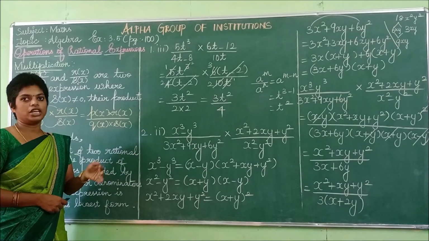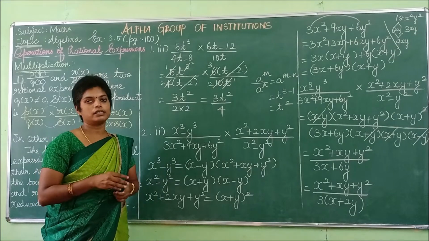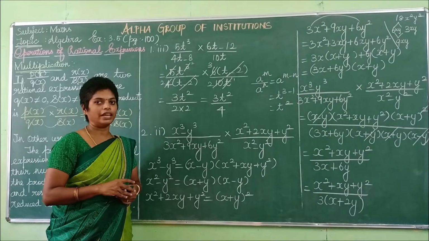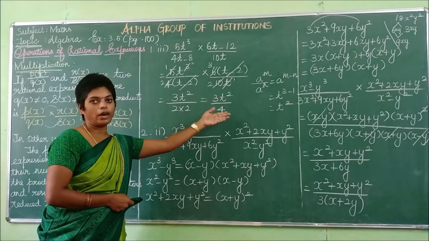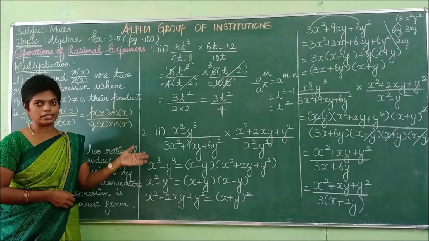For multiplication, you have to cancel the similar terms, or else if it is the same value, the algebraic values get cancelled, or else use some formula for cancellation. Listen to the next problem.